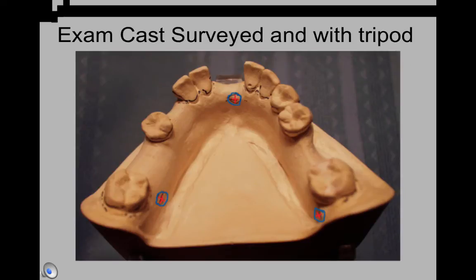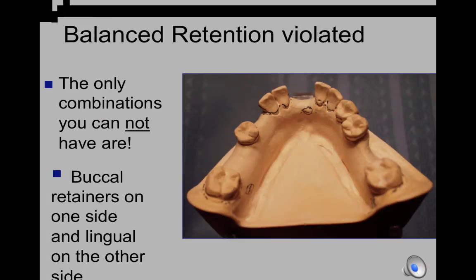This picture just shows our surveyed cast with the tripod marks on it, just to remind you to do that. The arrows on the cast that are green show the first option that you cannot use because it goes against the rules of balanced retention. If you use this combination, the partial would want to dislodge itself in the direction of the green arrow. In other words, you would have buccal and lingual retention, buccal on one side, lingual on the other, and that partial would want to dislodge itself.